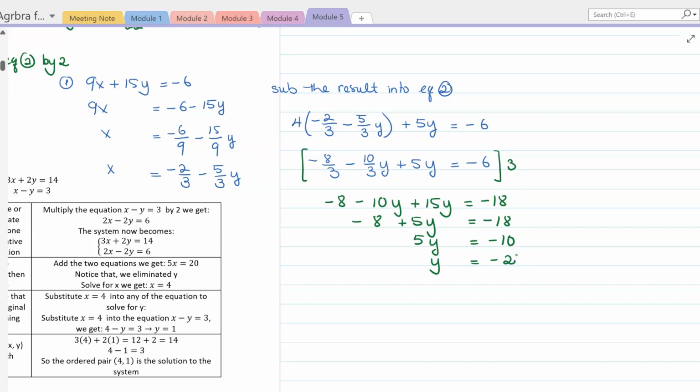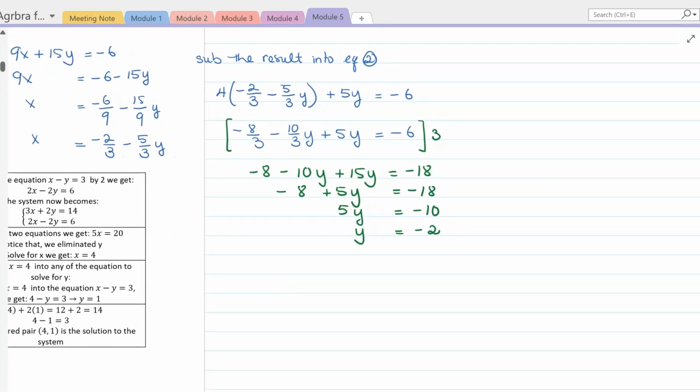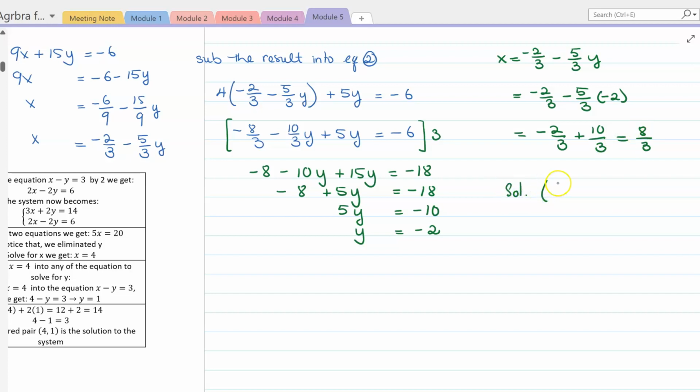Now that we have y, we can go ahead and solve for x. We know that x equals negative 2 over 3 minus 5 over 3 y, and we just got y equal to negative 2. So negative 2 over 3 minus 5 over 3 times negative 2. So x equals 8 over 3. So the solution to the problem is the ordered pair (8 over 3, negative 2).